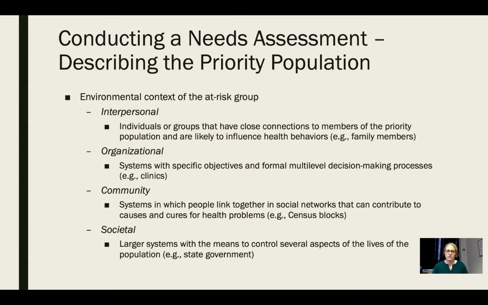And then at the organizational level, these are systems with specific objectives and formal multi-level decision-making processes. So for example, clinics and the way they work might impact a person's health behaviors. At the community level, these are systems in which people link together in social networks and can contribute to causes and cures for health problems. Sometimes community groups are chosen, so you might choose to be part of a community, and other times they're just dependent on where you happen to live. So for example, census blocks.